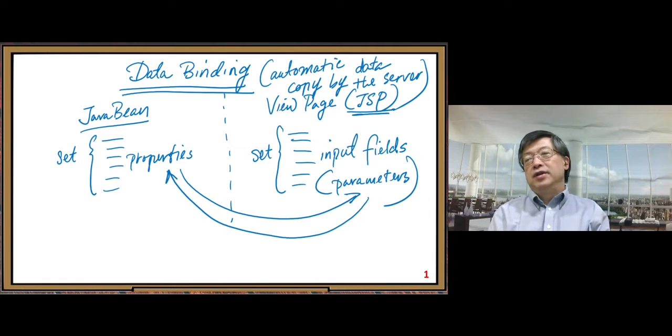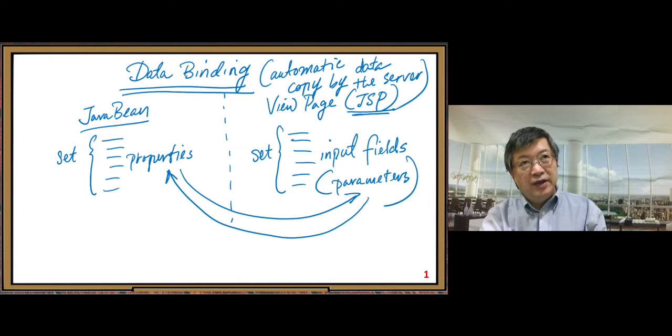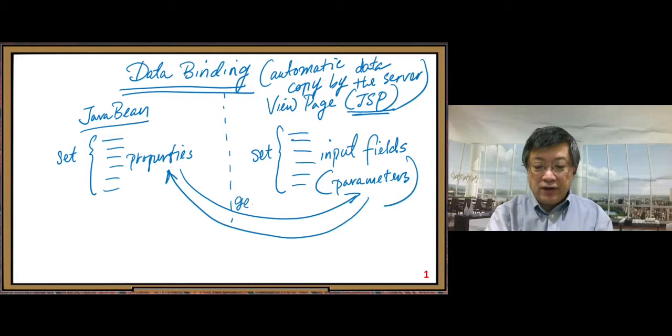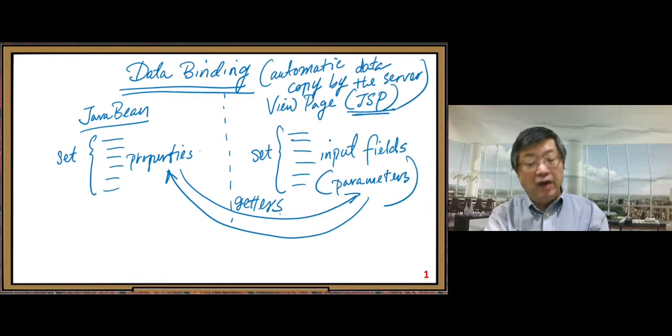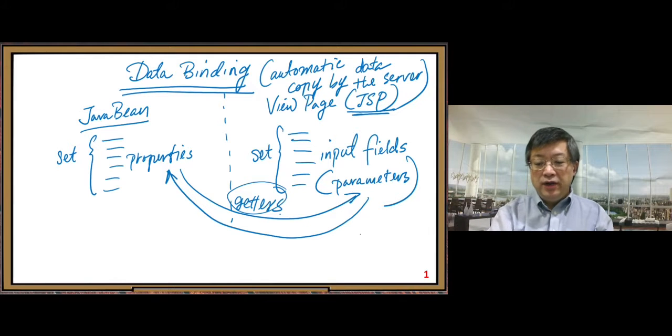How does a server do data binding? Very simple: copy from this side to that side. You retrieve data from the Java Bean and place it in the input fields, so you call getters. On the other side, you copy data from input fields and put it in the Java Bean properties. You call these setters.